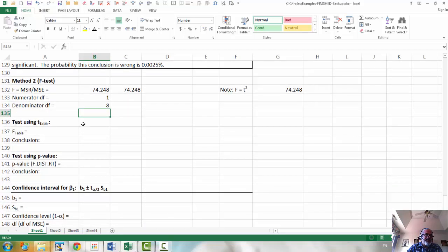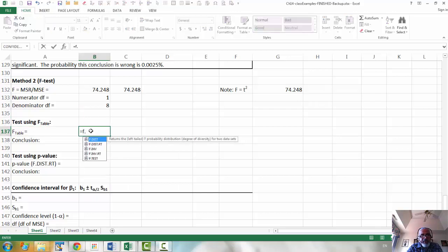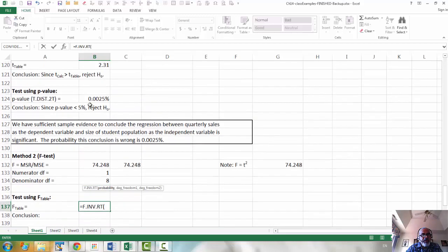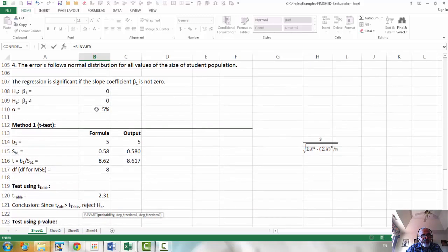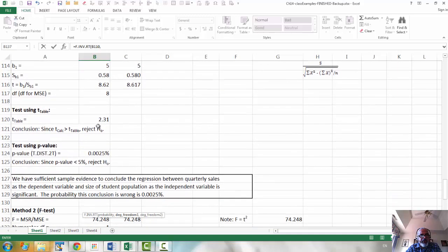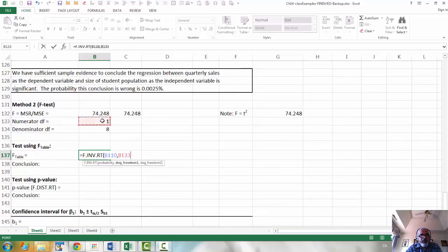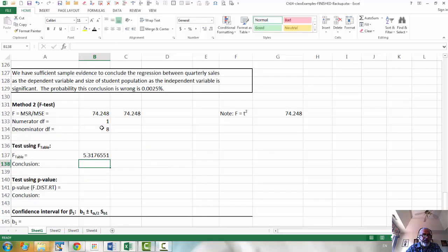Now we can do the test using the F table. So the F table value will be F.INV.RT, and the probability is the alpha value, which is right there, and then the two degrees of freedom, the degrees of freedom for the numerator and the degrees of freedom for the denominator. So that will give us the F table value, and since the F calculated value is greater than the F table value, we reject the null hypothesis.